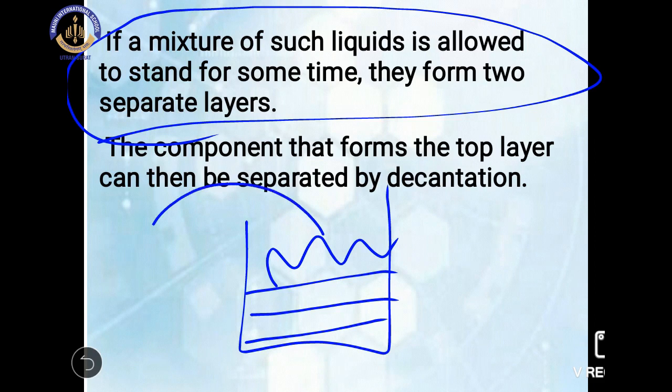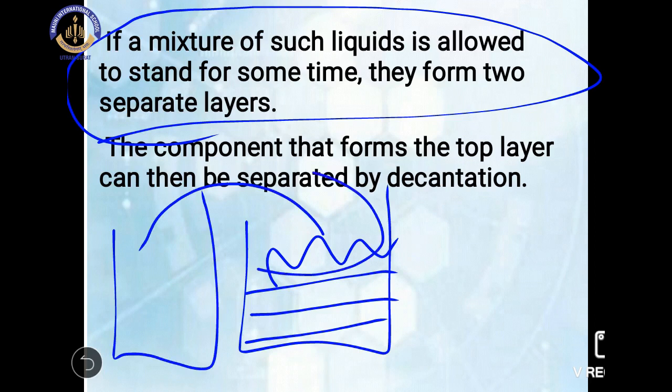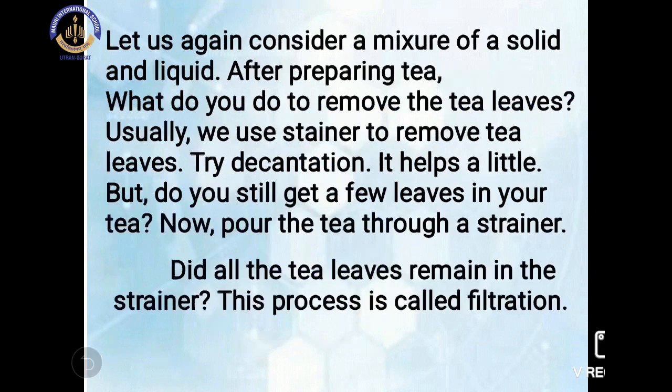When we tilt this vessel, we can pour the oil into another vessel. This process we call the decantation process. Let us again consider a mixture of a solid and a liquid. After preparing tea, what do you do to remove the tea leaves? What do you use to remove the tea leaves from the liquid? Usually we use a strainer.